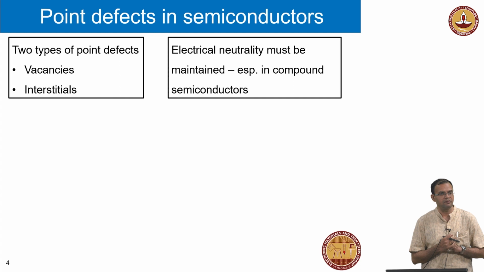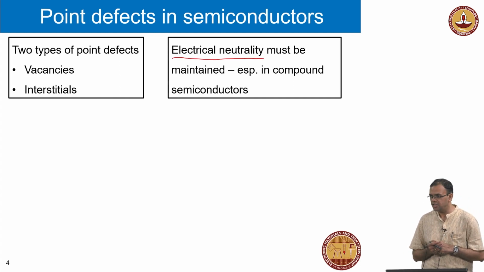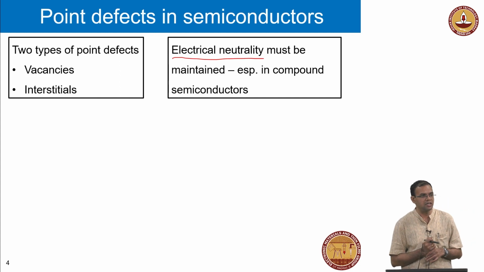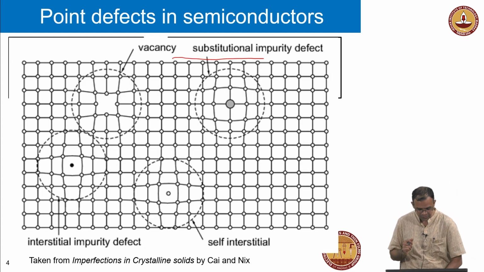Whatever happens, whether you have vacancies or you have interstitials or you have both, this is something that's very important. Ultimately, I cannot have a charged semiconductor. All my positive charges and all my negative charges must be balanced, and this is especially true when you have compound semiconductors or even metal oxide, which is nothing but a compound semiconductor. This electrical neutrality rule must be maintained. Ultimately, all the positive and all the negative charges must balance.